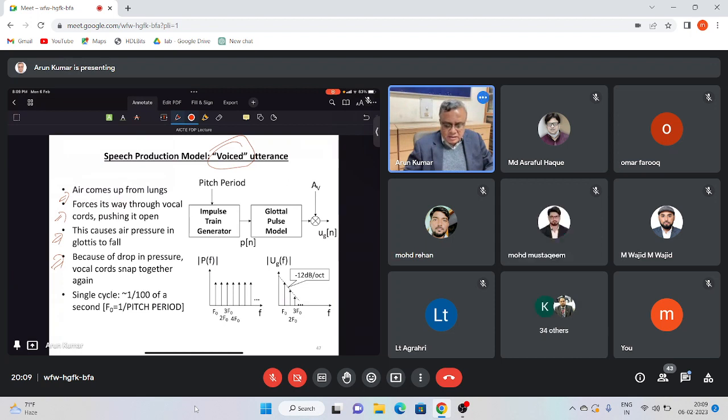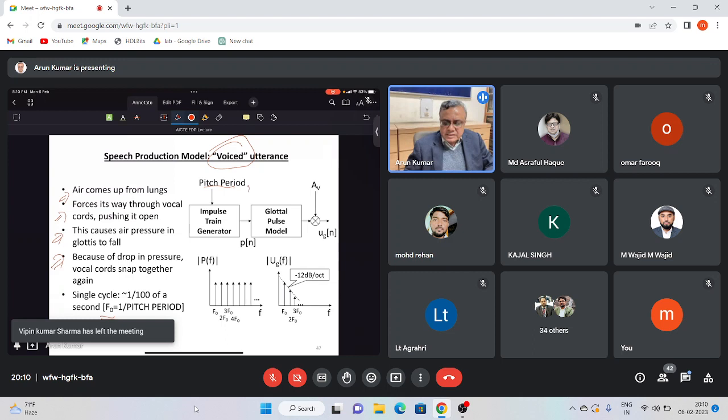A single cycle is typically of the order of 1/100th of a second, and this gives the fundamental frequency. So the way this is modeled in the most basic form is that you have the pitch period, or correspondingly the fundamental frequency, as an input, and you have an impulse train generator, which generates a train of impulses, and you have a glottal pulse model, which is basically a model of the volume velocity of air that gets into the vocal tract.